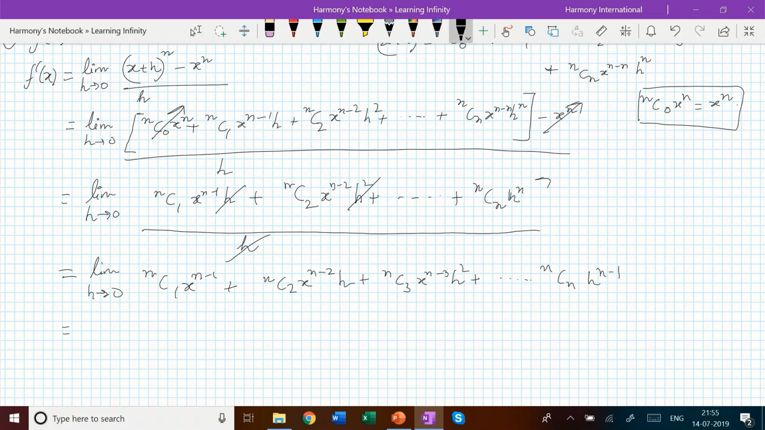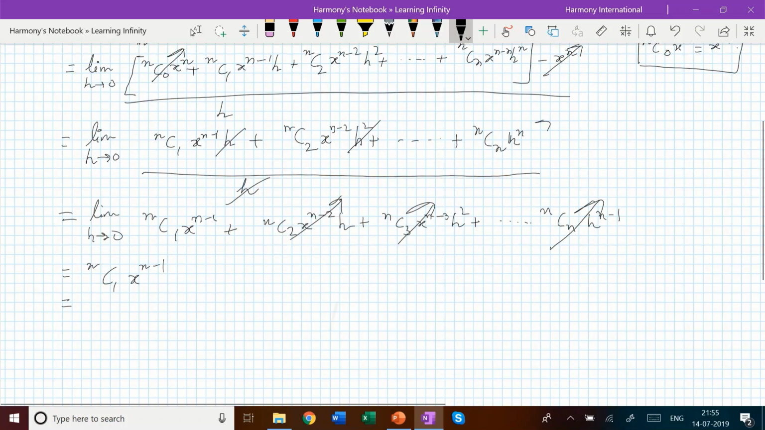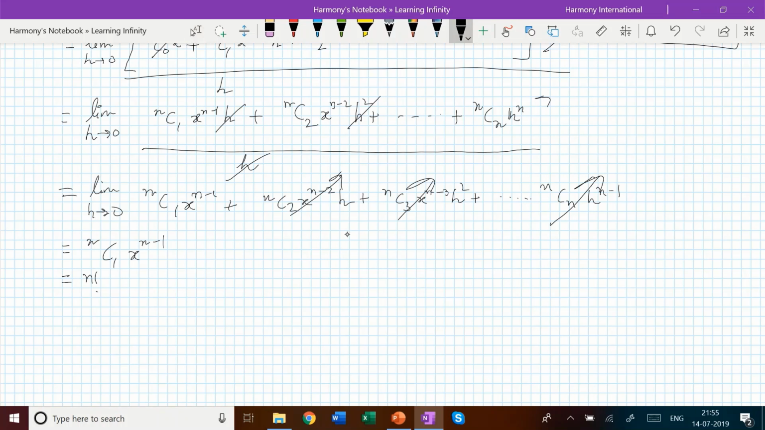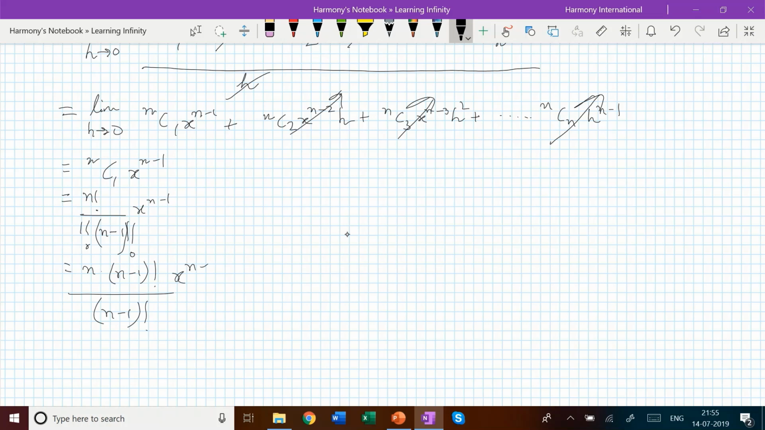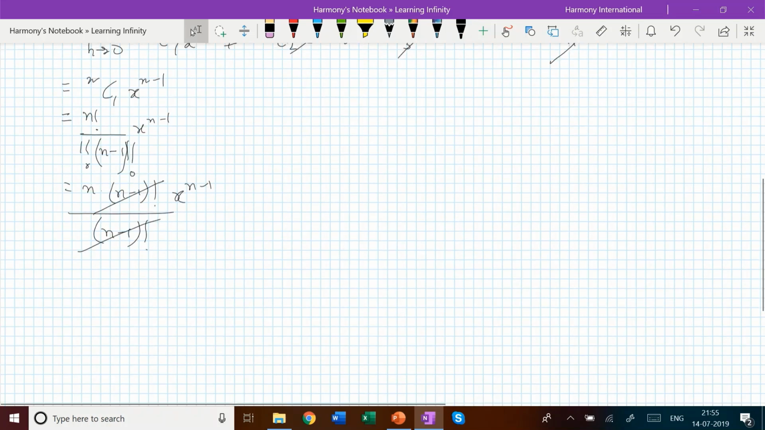So now see, as h tends to 0, all these terms will be 0. Thus we are left with n c1 x to the power n minus 1. Now we know n c1 is nothing but n factorial by 1 factorial by n minus 1 factorial x to the power n minus 1. So this will be n into n minus 1 factorial divided by n minus 1 factorial x to the power n minus 1. This cancels out and we are left with n x to the power n minus 1.